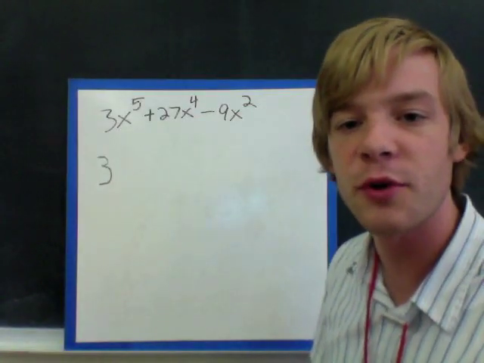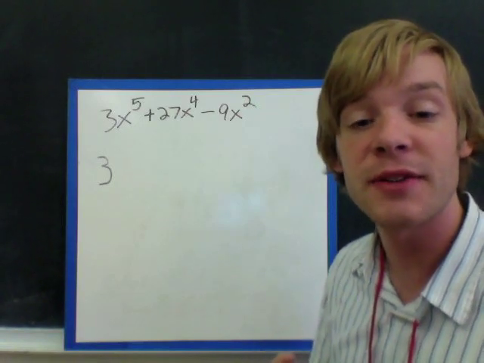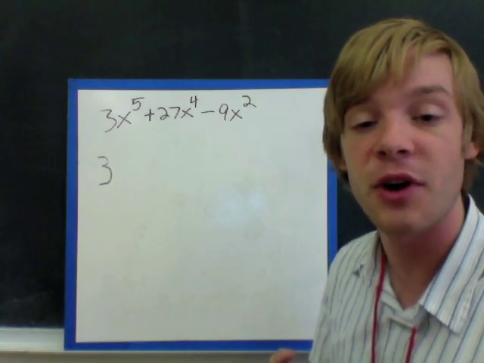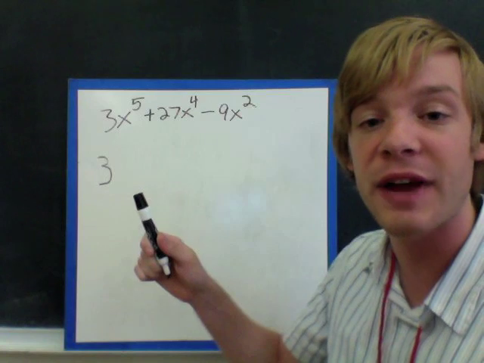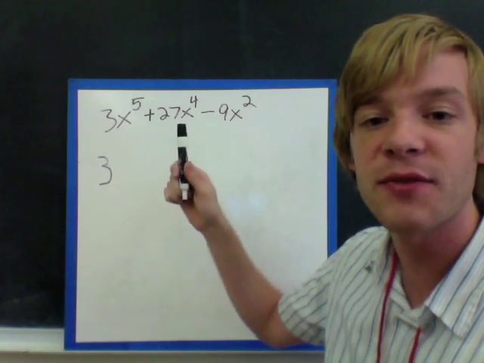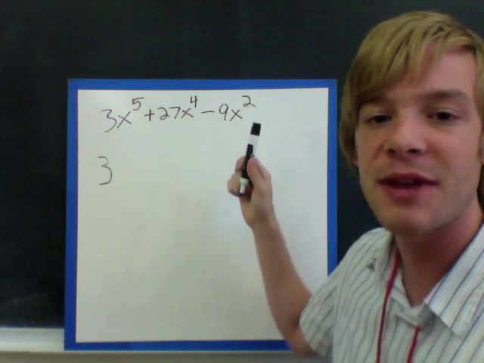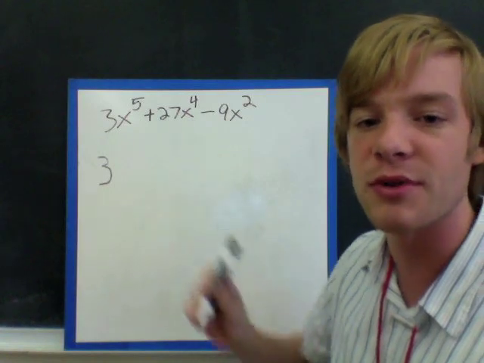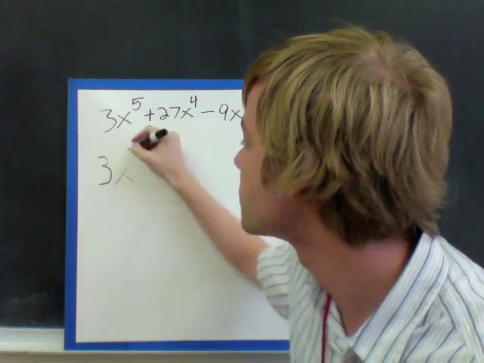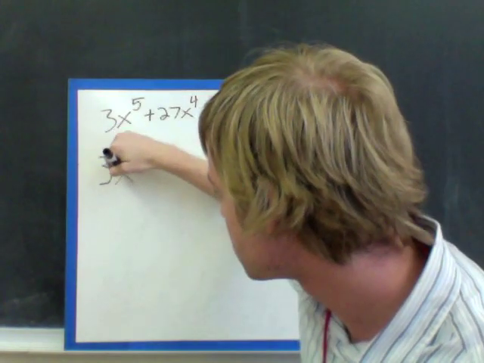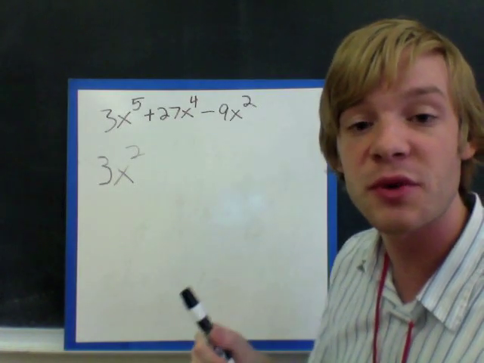There you go. I'll make it a little darker for you. So 3 is our greatest common factor from the coefficients. Now I need to find the greatest common factor for our variable, for our x. Well, it's actually pretty simple. All we do is look for the lowest power of x. So I've got x to the 5, x to the 4, and x squared. Since x squared is the lowest power of x, that's going to be our greatest common factor for our variable. So I'm going to put x squared out here behind that 3. So my greatest common factor is 3x squared.